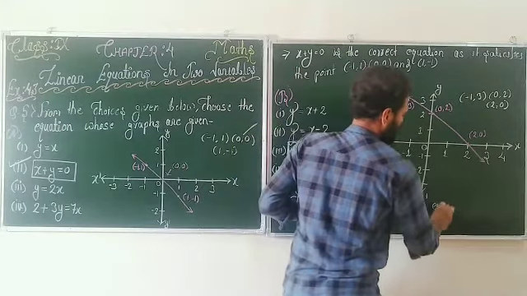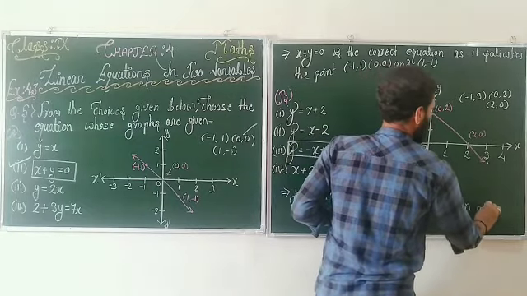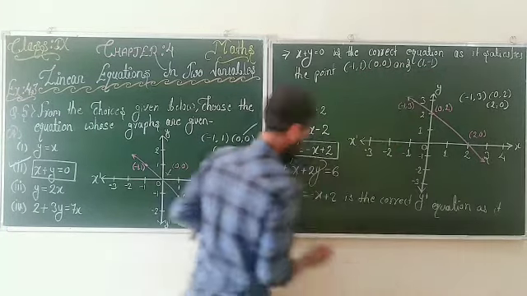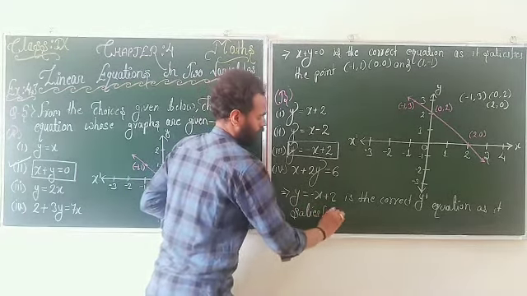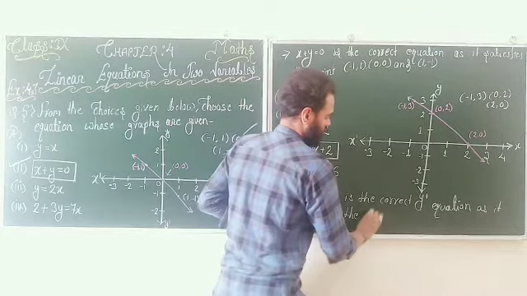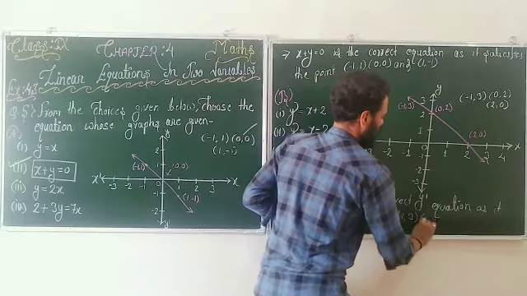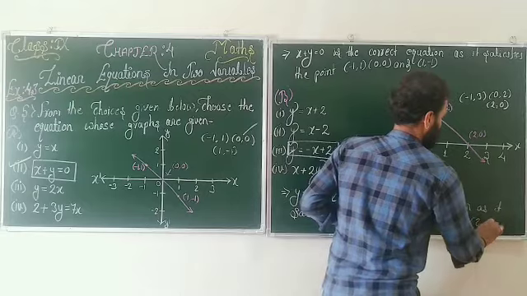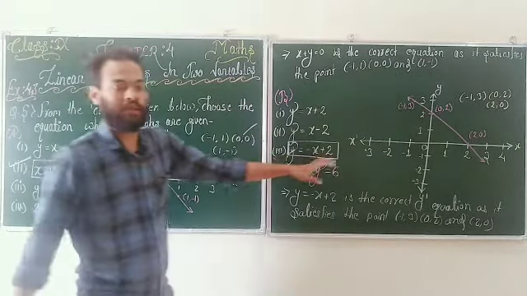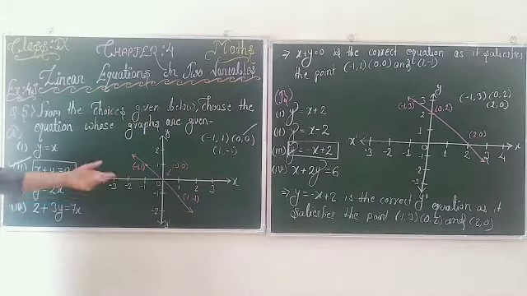as it satisfies the points -1, 3, 0, 2 and 2, 0. This equation satisfies all the points plotted in the graph, and the equation x plus y is equal to 0 satisfies the points given in the first graph.